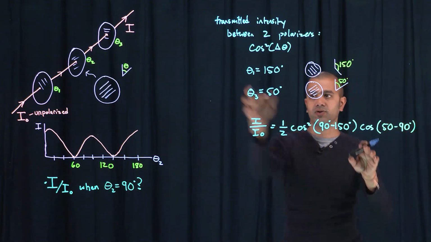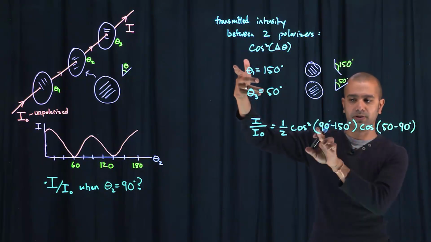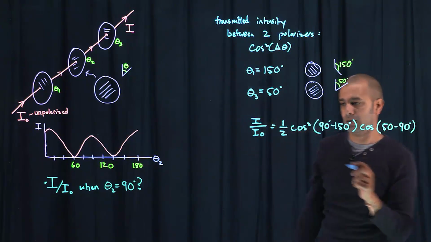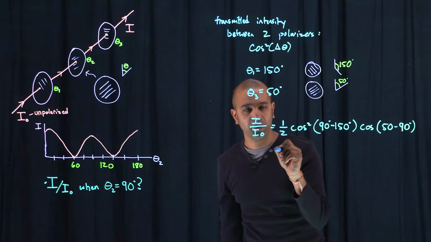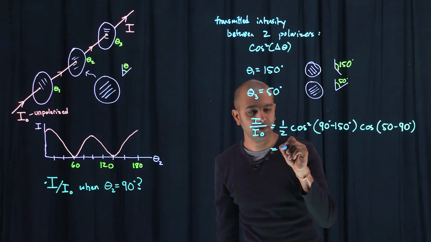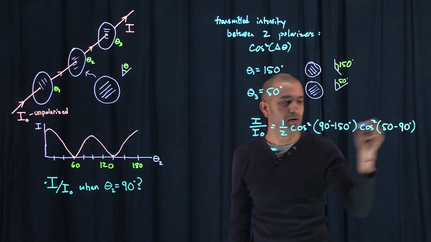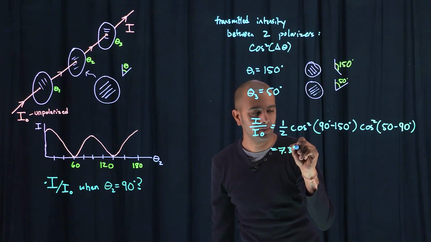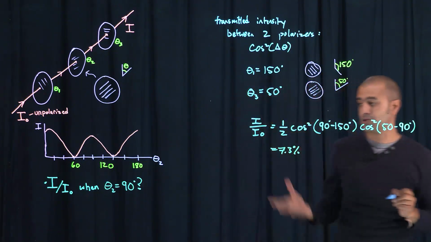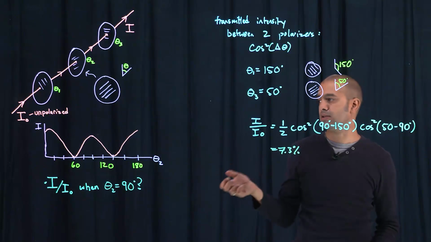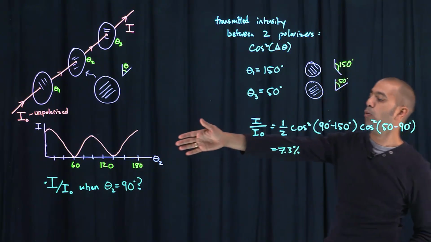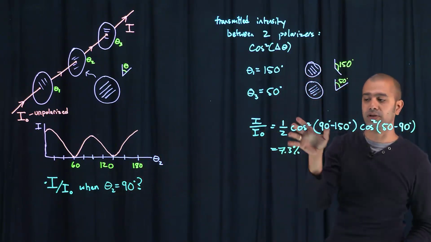You see that it doesn't matter which ones we chose for theta 1 and theta 3, because we multiply them anyway to get the total intensity. If you multiply all this out, you're going to get a total of 7.3, sorry, this is squared, 7.3%. So that's the answer to the question. The remaining intensity fraction of the original intensity when theta 2 is 90 degrees is only 7.3%.